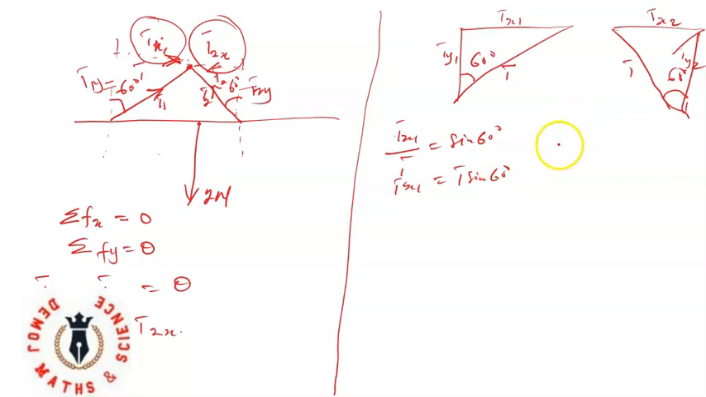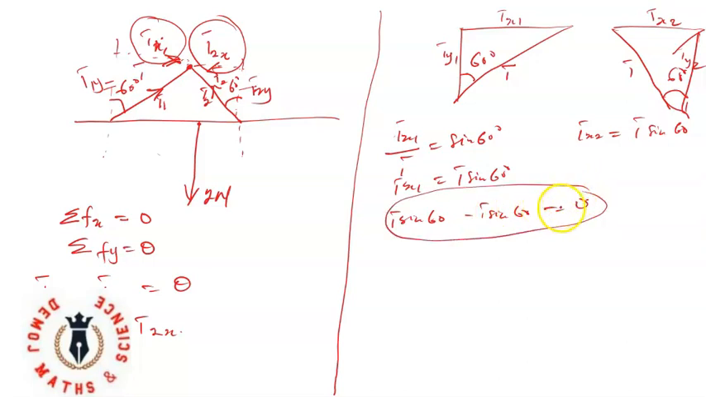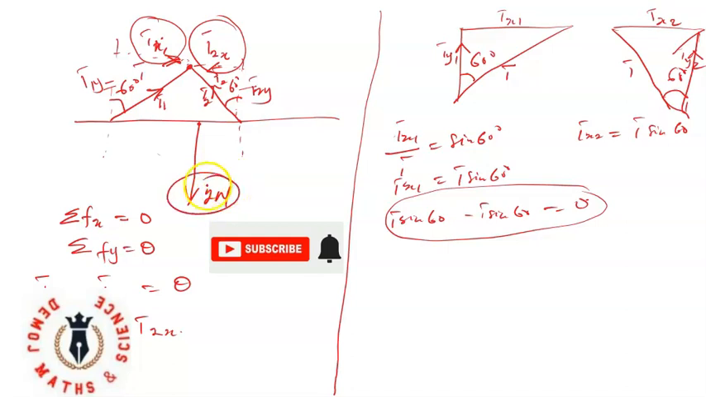Obviously, T2x is equal to T sine 60 degrees. So that T1x minus T2x, T sine 60 minus T sine 60, is equal to 0. I've only done this to demonstrate that on the horizontal axis the sum is equal to 0, so we're not seeing the effect of these forces on the horizontal axis. But for the vertical axis, I have T1y in the same direction as T2y, and then in the opposite direction, we have a force of 2 Newton.